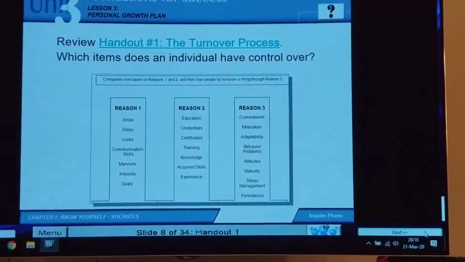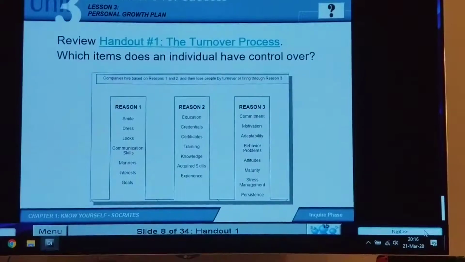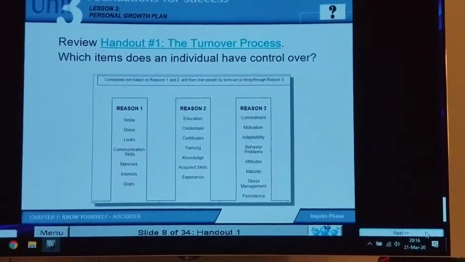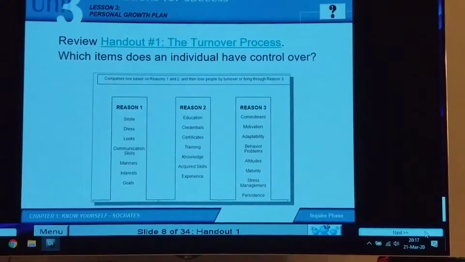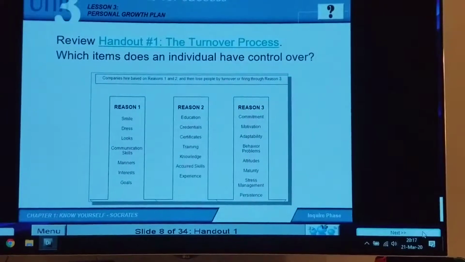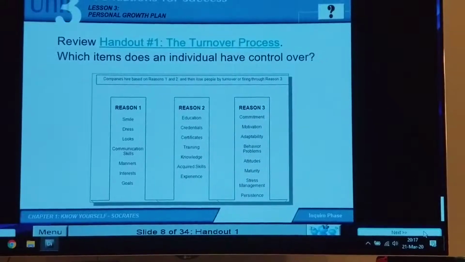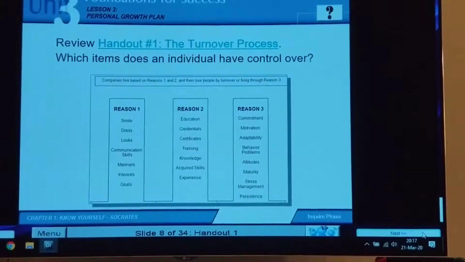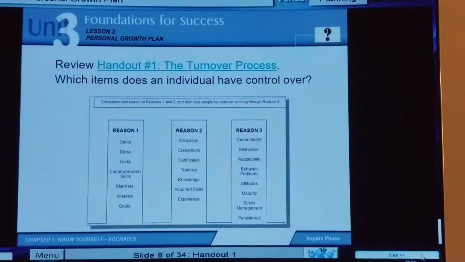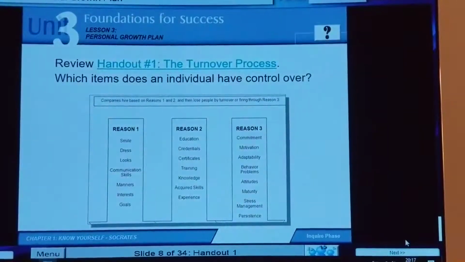Let's look at reason 2, education, knowledge, experience. We gain that over time. We have some now, we're going to gain more later that will make us more valuable. Reason 3, commitment. That's something we definitely control, correct? We either have commitment or we don't. And if we don't, we're usually relieved, and someone who does have commitment is put in our place. And then look down there at stress management. No one here has stress, right? Of course we do. We have stress. You just have to know how to manage that. And there's more there, and I want you to look at all of them.